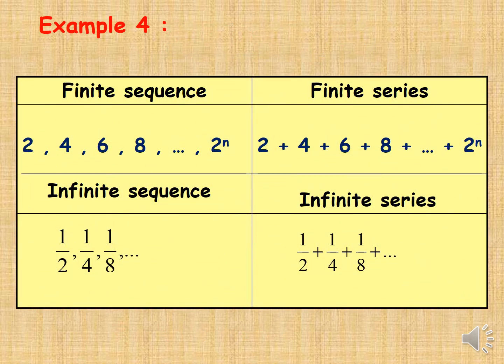The table shows the difference between sequence and series. Finite sequence, example, 2, 4, 6, 8 until 2 to the power of n. Finite series, example, 2 plus 4 plus 6 plus 8 plus until 2 to the power of n. Infinite sequence, example, 1 over 2, 1 over 4, 1 over 8, and so on. Infinite series, example, 1 over 2 plus 1 over 4 plus 1 over 8 plus to infinite numbers.